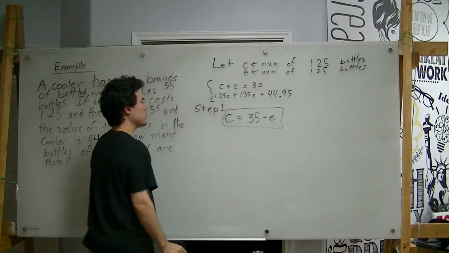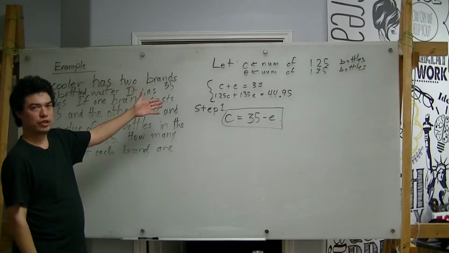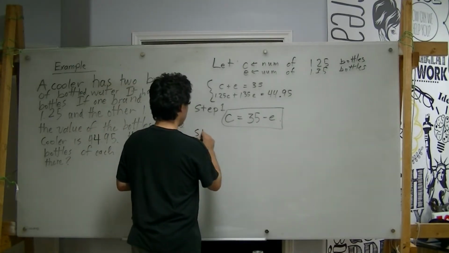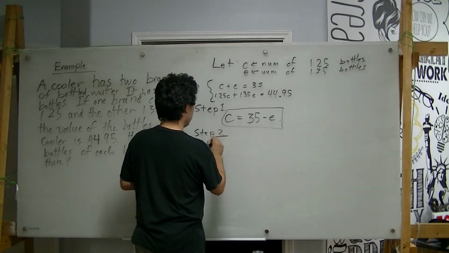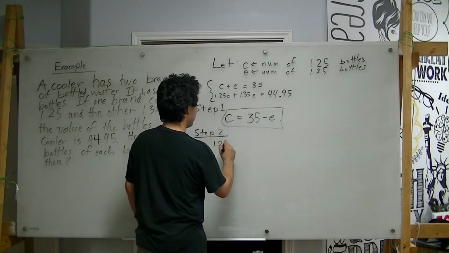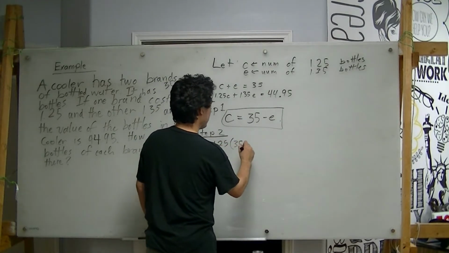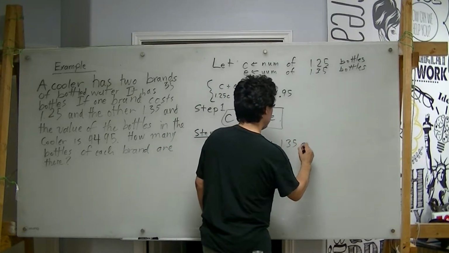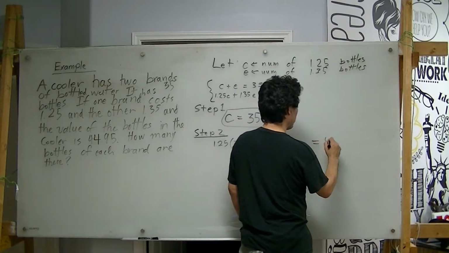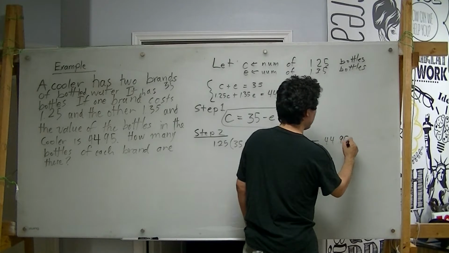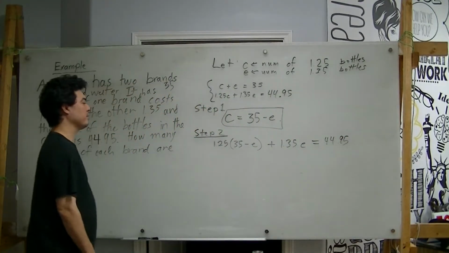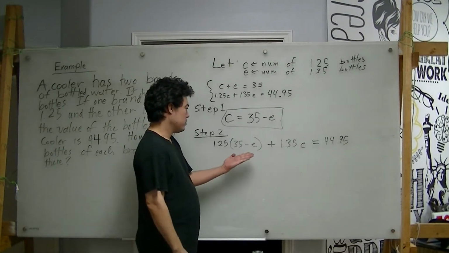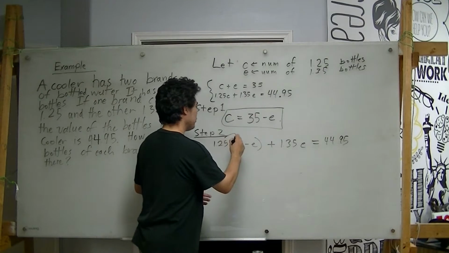I'm now going to insert this into the second equation to eliminate C from the second equation. So that's going to be step 2, which is the elimination step. So it's going to be 1.25 times (35 minus E) plus 1.35E equals 44.95. Okay. Now we're getting somewhere. So now we have to distribute like this.